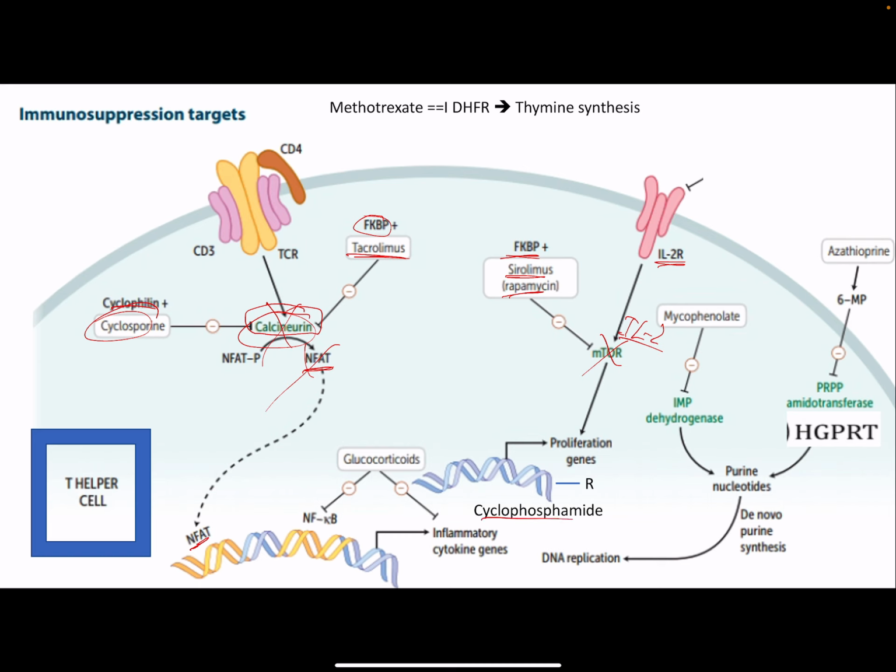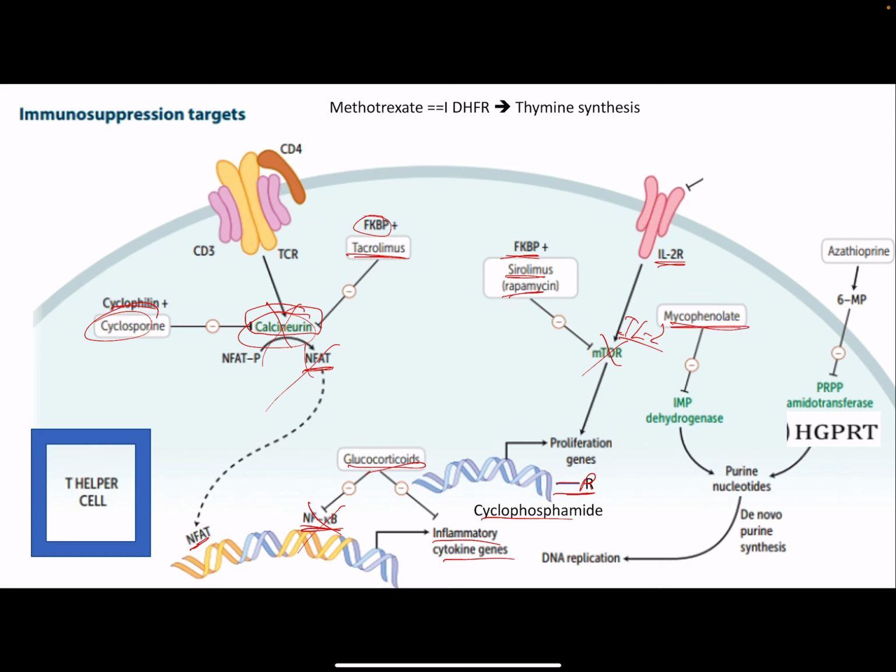And cyclophosphamide, we said, is going to add R groups. It's going to methylate our DNA, which inhibits replication, which affects bone marrow. Glucocorticoids are going to inhibit phospholipase A2, so less arachidonic acid means less eicosanoids. Also, this major transcription factor for immune-related genes, inflammatory genes, NF-kB and cytokines is going to be inhibited.